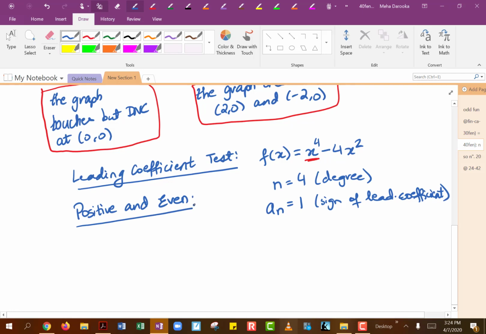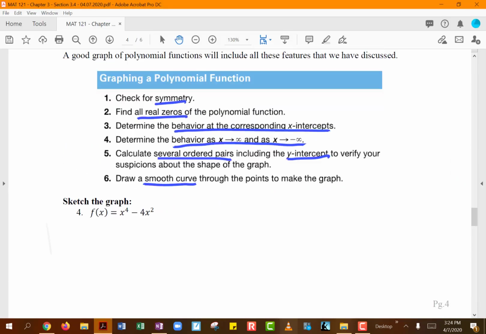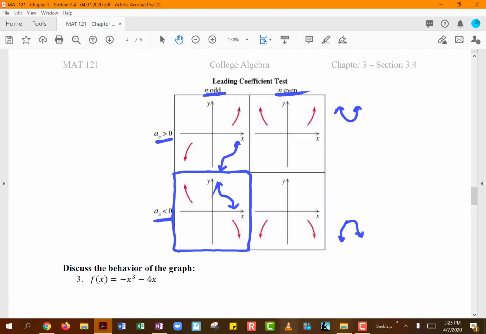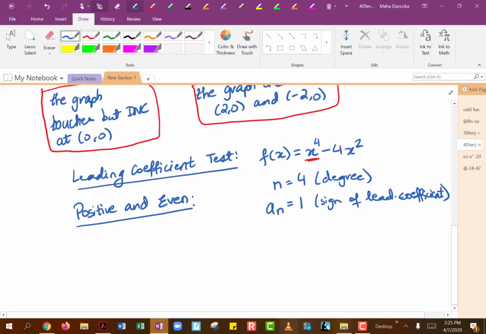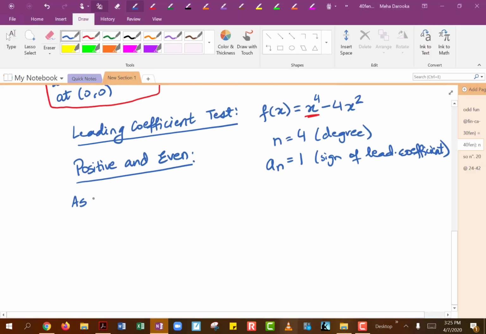So when it's positive and even, if you don't remember, you can go back to your notes. When it is positive and even, you are actually looking at this section of your graphing, or you can also think about positive and even as being this third row. So as x goes to positive and negative infinity, y goes to positive infinity. So you can say as x goes to positive infinity, y goes to positive infinity. As x goes to negative infinity, y still goes to positive infinity.